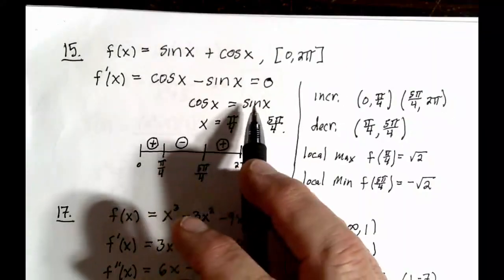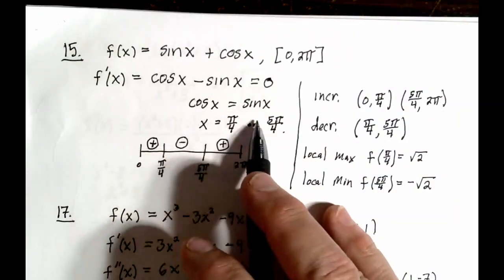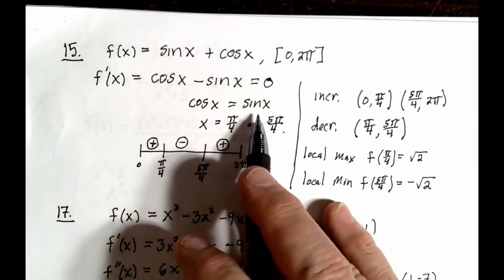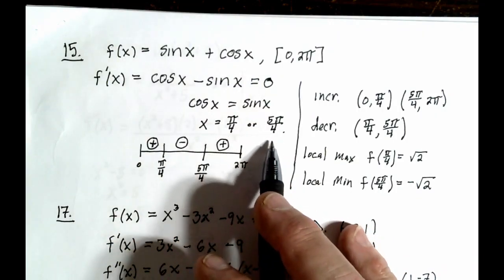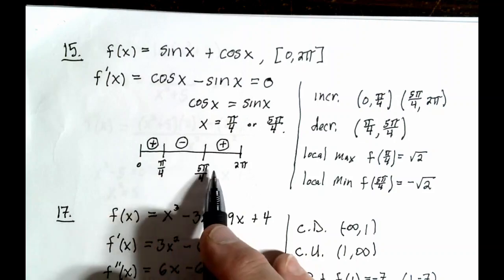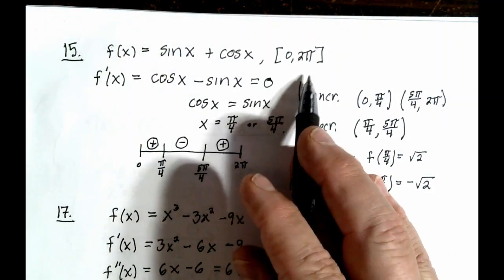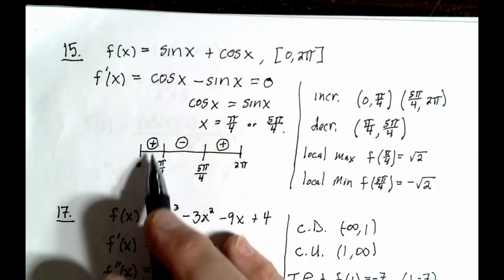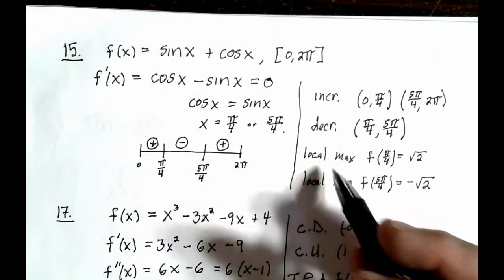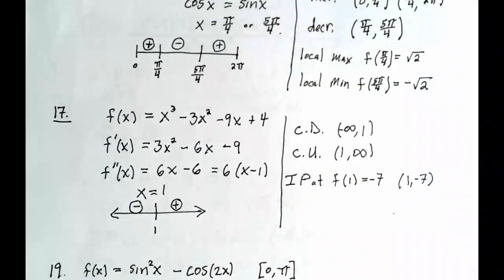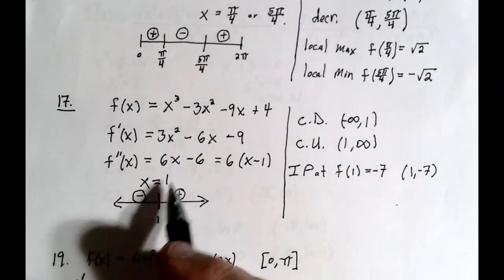Alright, you take the first derivative and solve for x, and you see where cosine equals sine, and that's at pi over 4 and 5 pi over 4. So now you divide up your number line, and it's only divided up from 0 to 2 pi. And when you check something in this region, something in this region, something in that region, you get these signs, so now you can tell what's happening with max, mins, and increasing, decreasing.